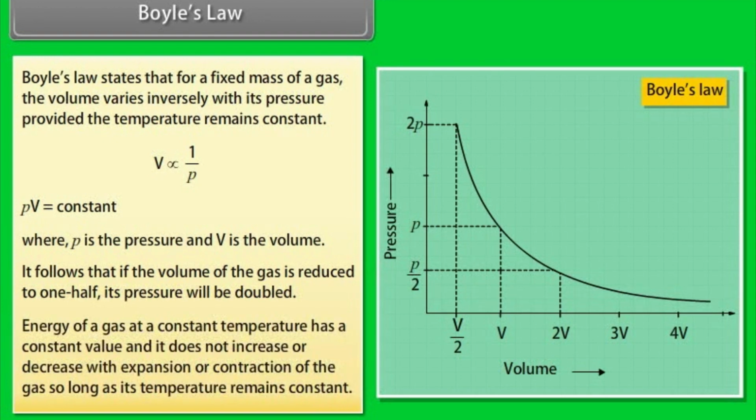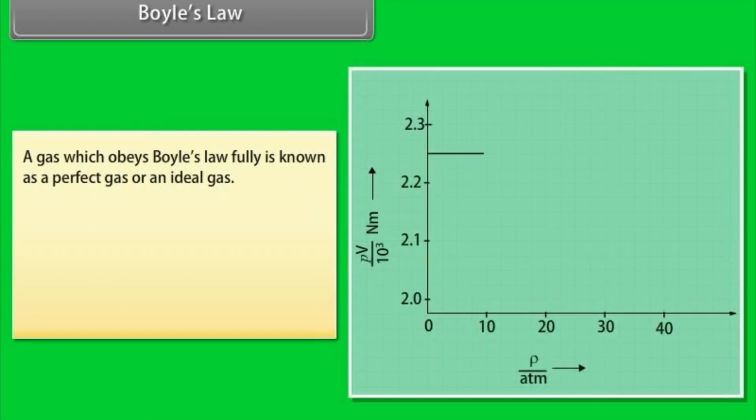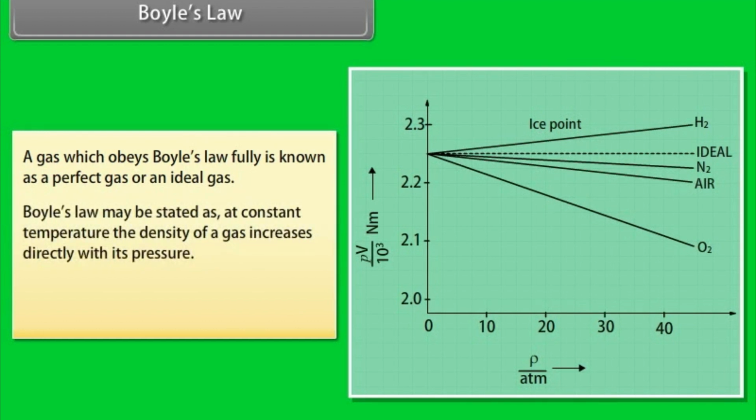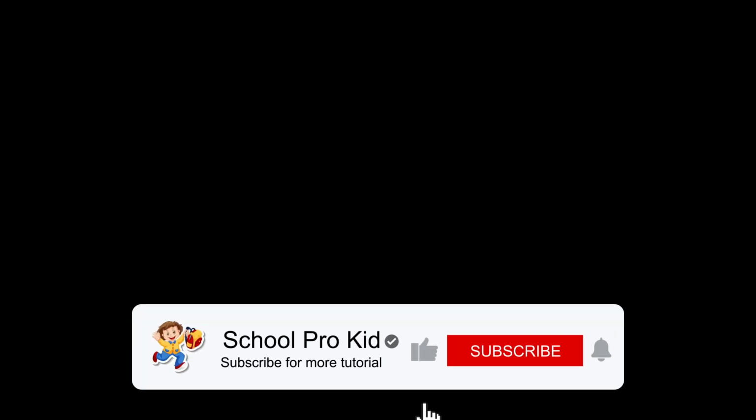The energy of a gas at a constant temperature has a constant value and it does not increase or decrease with expansion or contraction of the gas, so long as its temperature remains constant. A gas which obeys Boyle's law fully is known as a perfect gas or an ideal gas. Boyle's law may also be stated as: at constant temperature, the density of a gas increases directly with its pressure. P/rho = constant.